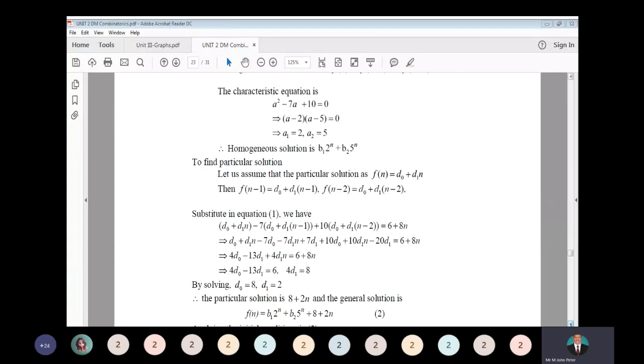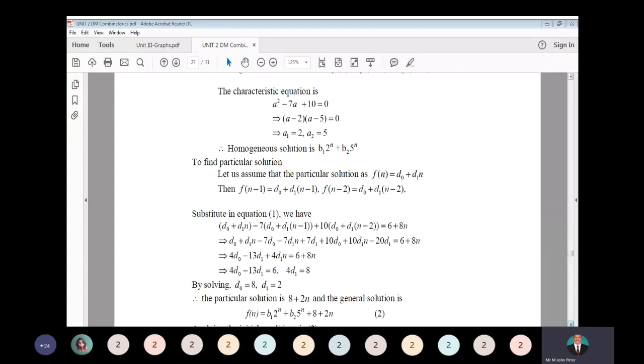So when you do it in the form of d naught and d1, you will get d naught plus d1 n minus 7 d naught minus 7 d1 n plus 7 d1 plus 10 d naught plus 10 d1 n minus 20 d1 is equal to 6 plus 8 n. That implies 4 d naught minus 13 d1 plus 4 d1 n is equal to 6 plus 8 n. That implies 4 d naught minus 13 d1 equal to 6, and 4 d1 is equal to 8.